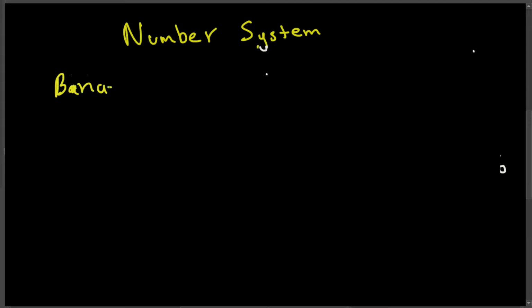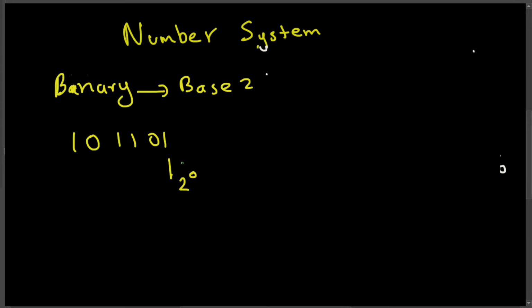Now let's look at this one. Binary, base 2. Now let's look at an example of a binary number. 101101. How can you convert this one into a base 10 number? As we saw before, for base 10 numbers, the initial value contains 10 to the power of 0. Same like that, a binary number also contains 2 to the power of 0. So this one is 2 to the power of 0. And then as we go to the left, it's going to increase in power.